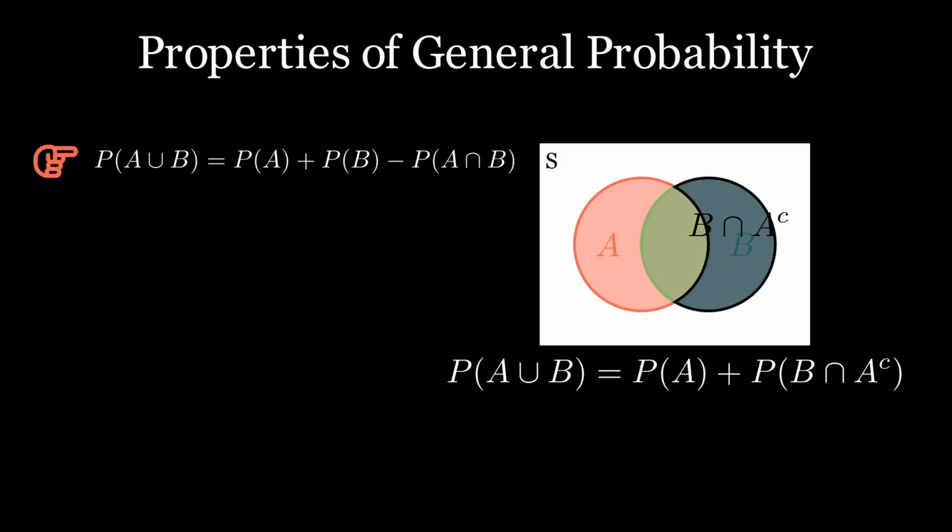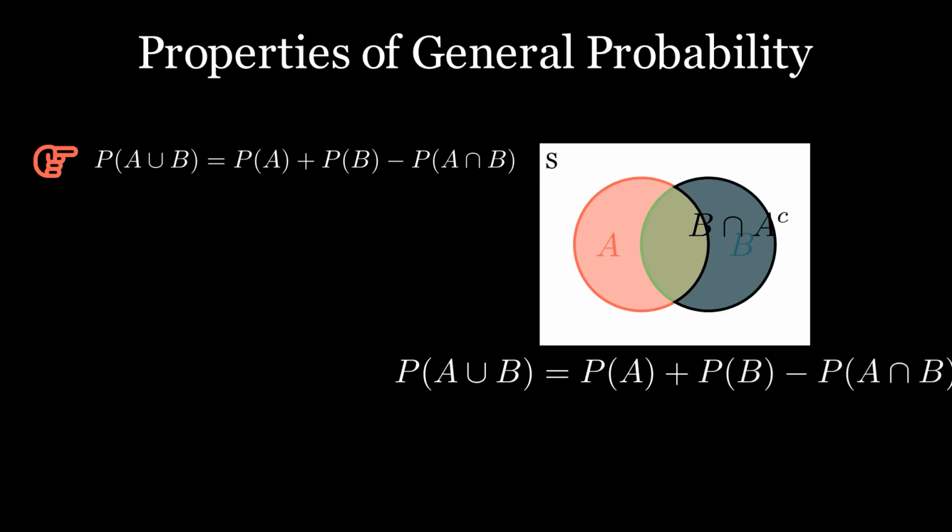This proves the third and final property of general probability, and with that we will end our discussion on counting outcomes and general probability. In the next video, we will introduce the concept of conditional probability and see where it fits in the grand scheme of things.